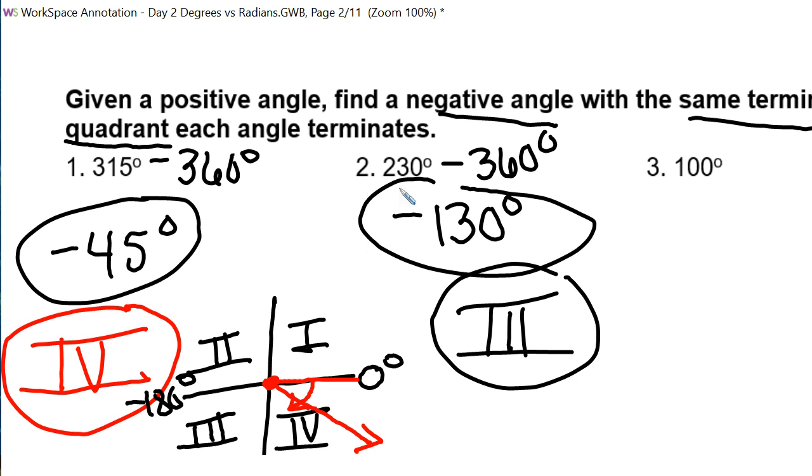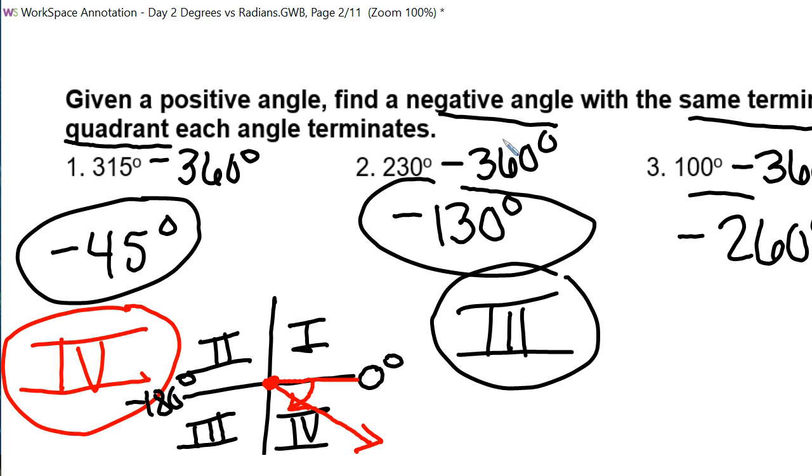And number 3, to find the negative coterminal angle, just subtract 360 degrees. So what is 100 degrees minus 360 degrees? Negative 260 degrees. So there's the first answer.